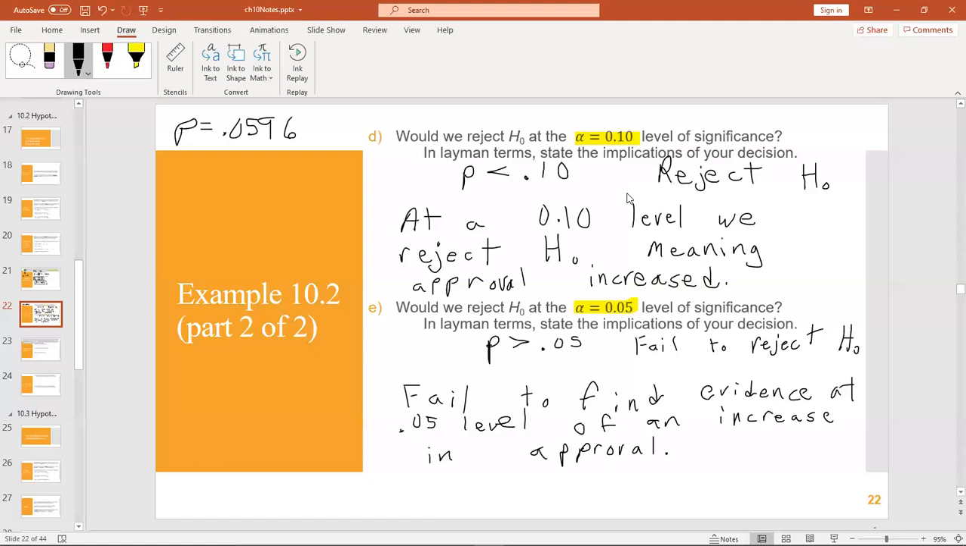So there you go. It all depends on the level of significance you choose. It's the exact same outcome, but depending on what you decide is your level of significance, that's going to have an impact on how you report the results.